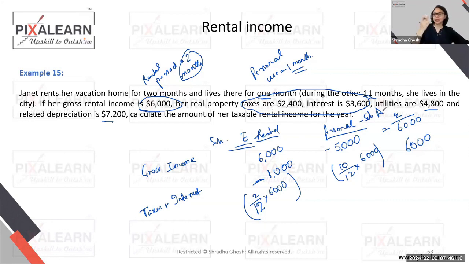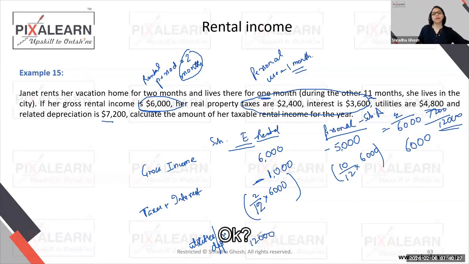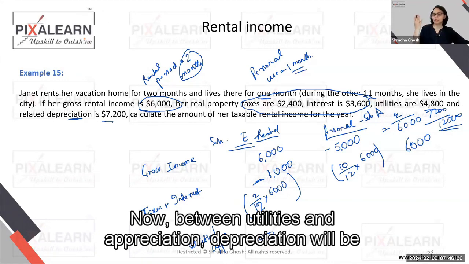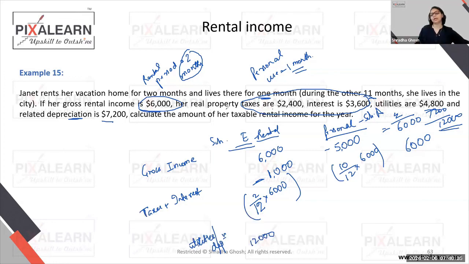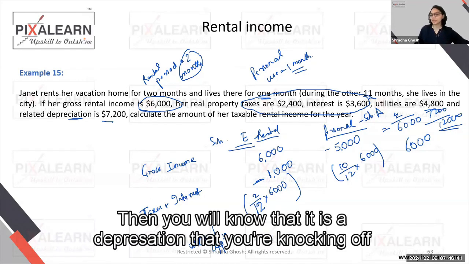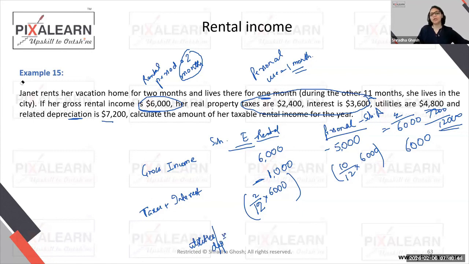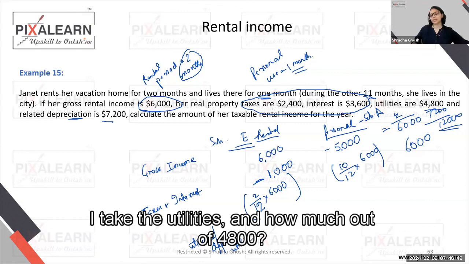Okay. Then I go to the next category, which is utilities and depreciation. How much is it? It is 7,200 plus 4,800, so this is 12,000. I'll take 12,000. Now between utilities and depreciation, depreciation will be taken in the end. I will take utilities first and then I will split the depreciation. So let's take it separately. Then you will know that it is the depreciation that you're knocking off and taking for the next year. So let's first take the utilities.